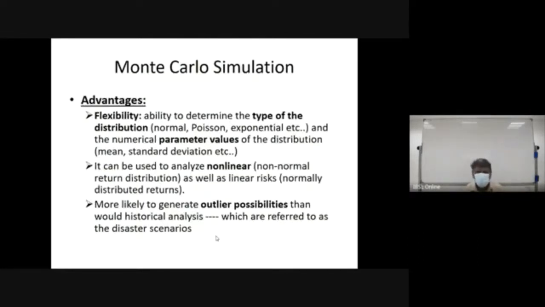So another advantage is flexibility, the ability to determine the type of distribution. Here, the system itself runs the model to identify a particular distribution, and the numerical parameter values of the distribution also come from the system. The other advantage is that you can analyze non-linear as well as linear data. Non-linear means non-normal distributions, as well as linear distributions like normally distributed returns. It is more likely to generate outlier possibilities than historical analysis, which are referred to as disaster scenarios. You could end up with very outlier scenarios, and those could be considered disaster scenarios when you run different trials. So those are the advantages: flexibility, able to analyze non-linear as well as linear risk, and generate outlier possibilities.